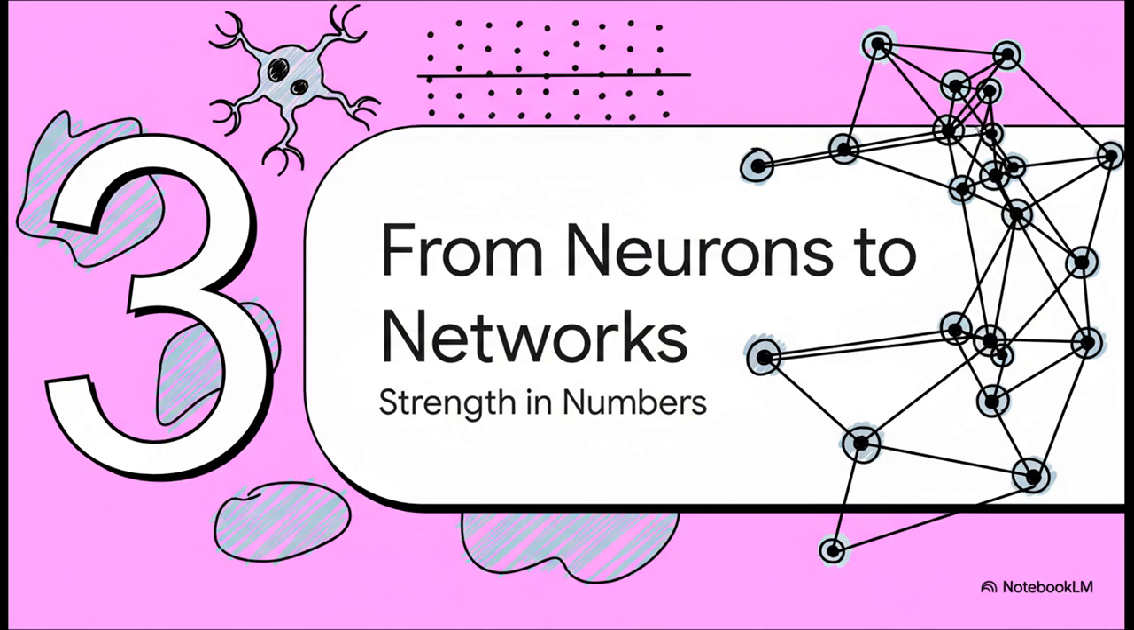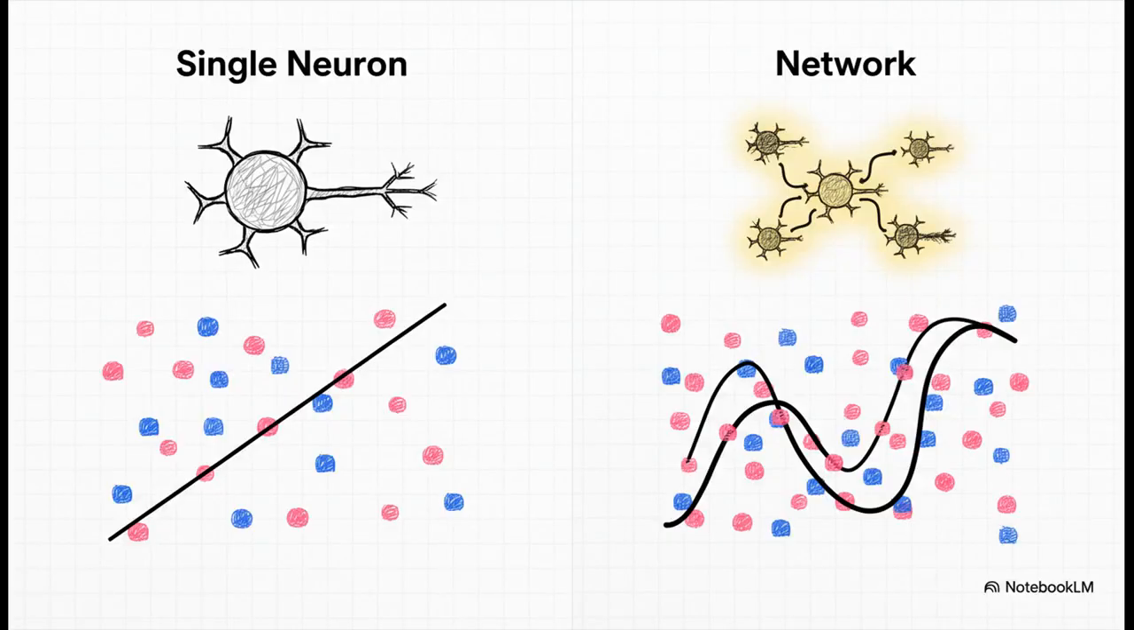So a single neuron is, well, a pretty simple little machine. It can really only make a basic decision, kind of like drawing a single straight line to separate things. But the real world is way more complicated than that. To solve real problems, we absolutely need strength in numbers. And this is the light bulb moment.